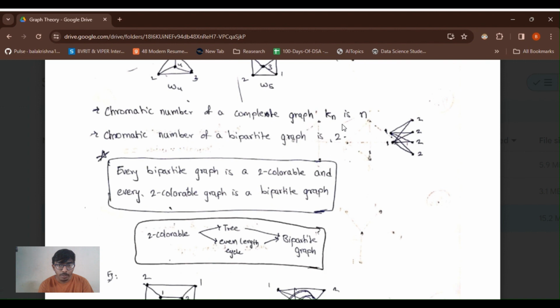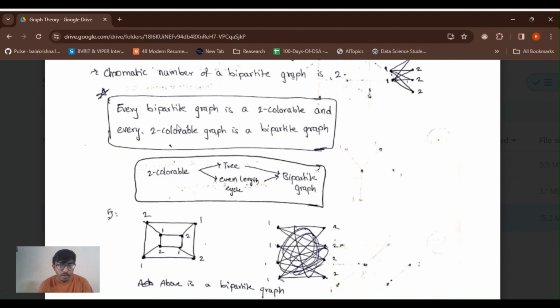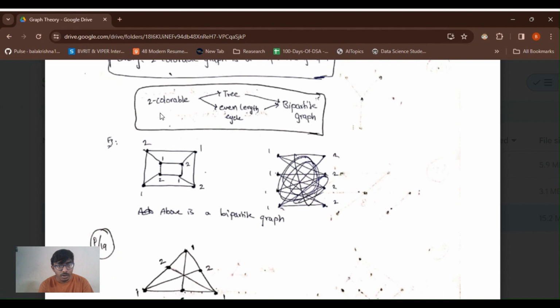Chromatic number for a complete graph is n. Chromatic number of a bipartite graph is 2. Every bipartite graph is two colorable and every two colorable graph is a bipartite graph. So this is also important to remember. Two colorable: tree, bipartite graph, and even length cycle are also bipartite graphs.